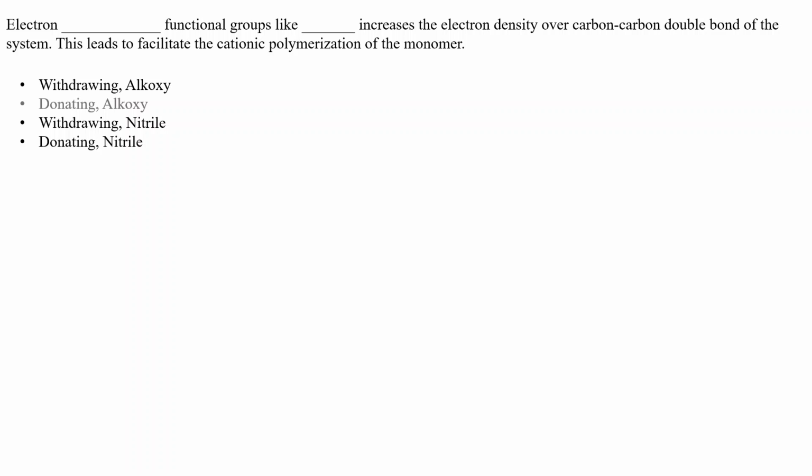For the cationic polymerization process, we have the alkoxy group. So electron donating functional groups like the alkoxy increase the electron density over the carbon-carbon double bond of the system. This leads to facilitating the cationic polymerization of the monomer. So option B is the correct answer.